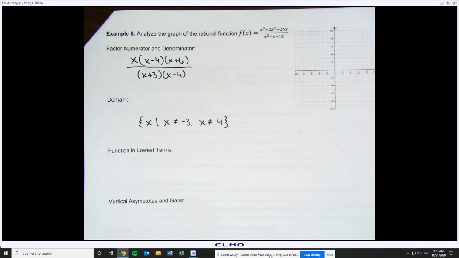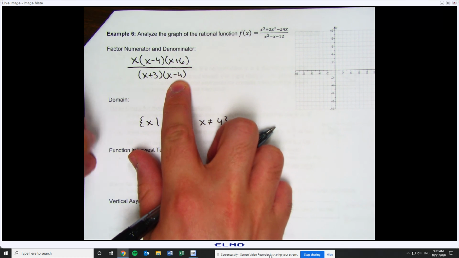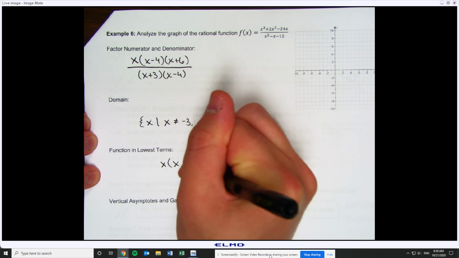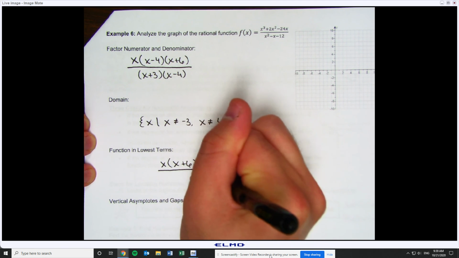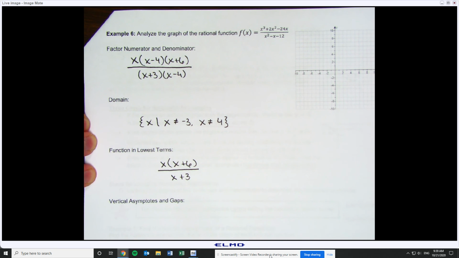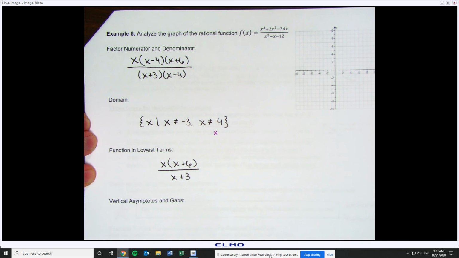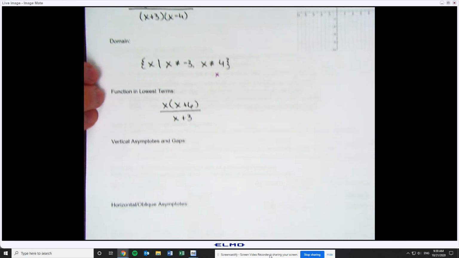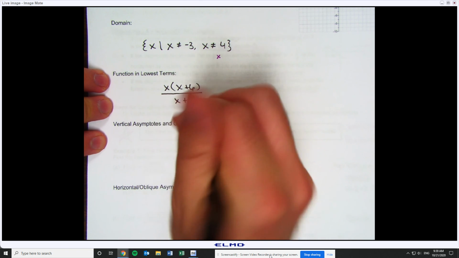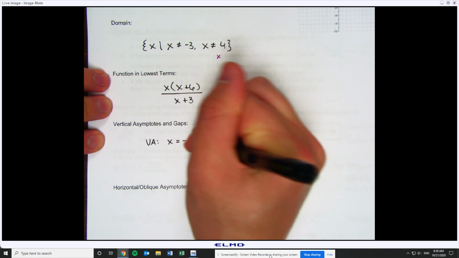Done. Now writing in lowest terms, I'm going to remove the factor x minus 4 from both top and bottom. So in lowest terms, I get x plus 6, divided by x plus 3. So the factor that was removed caused the 4 to be removed. Got it. Now for the next part, our vertical asymptotes, I see that x equals -3 is still an issue for us. So x equals -3.